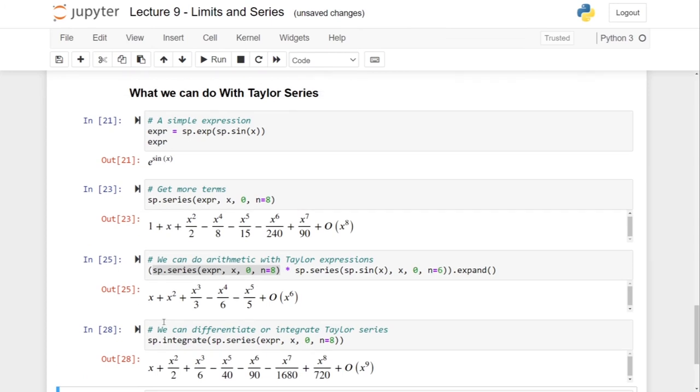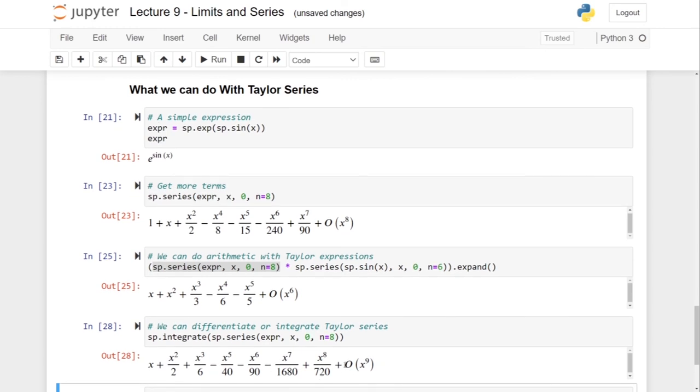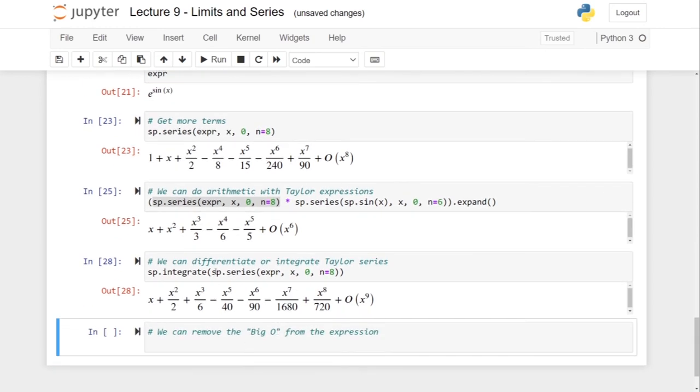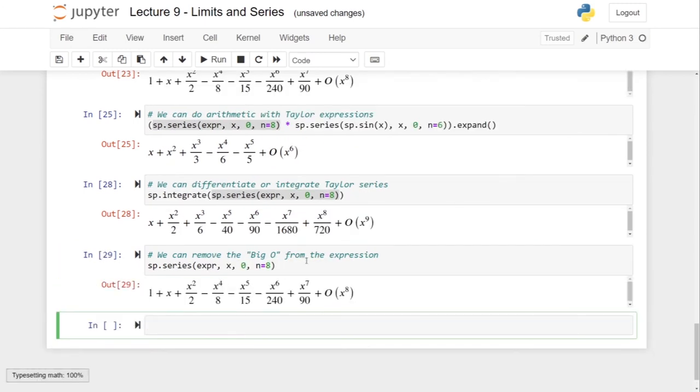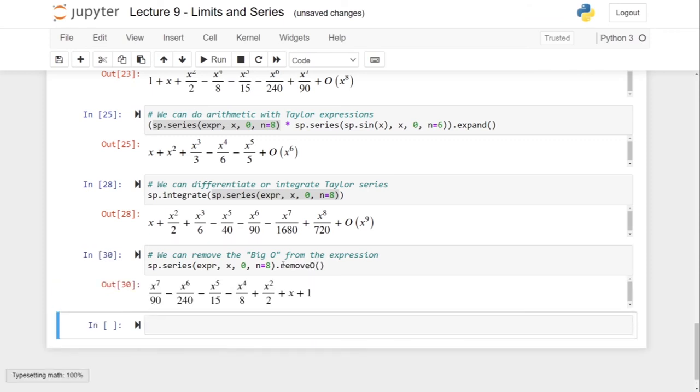Finally, a lot of newcomers, when they encounter the Taylor series, are a bit scared of this big O notation. What you can do is remove that notation completely. Say again I copy this series here. I want to remove this and just consider the polynomial. Then I can just write .removeO, a big O followed by parentheses, so this is a method. Now if I call this, I just get the polynomial. You can see that it's been rearranged, so you have the biggest terms first, going all the way down to the smallest terms, as you usually would write a polynomial.